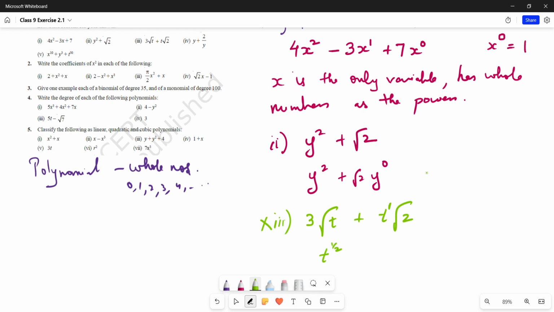So you can give the reason as the variable is raised to the power half, which is not a whole number. Half is not a whole number. So it's not a polynomial.